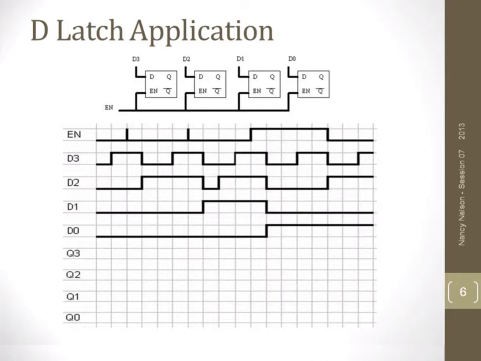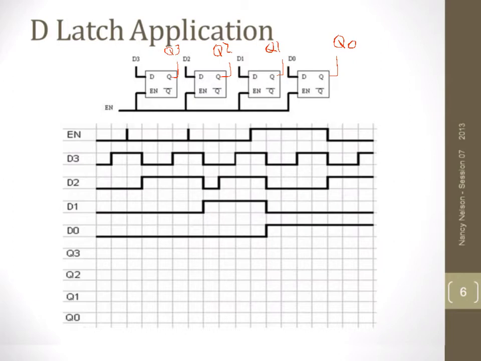What isn't shown on here, though, are our outputs. So we have Q3 would come off here, Q2 would come off here, Q1 here, and finally Q0.